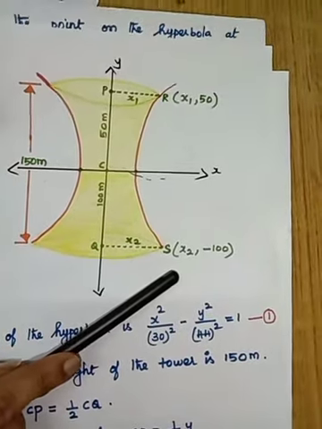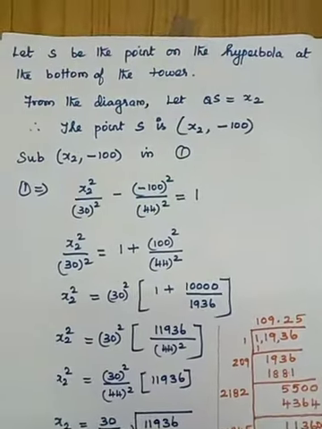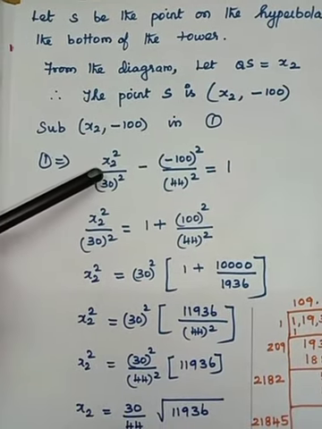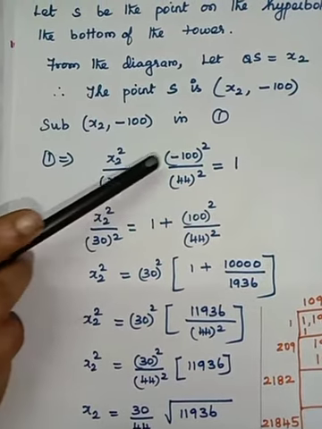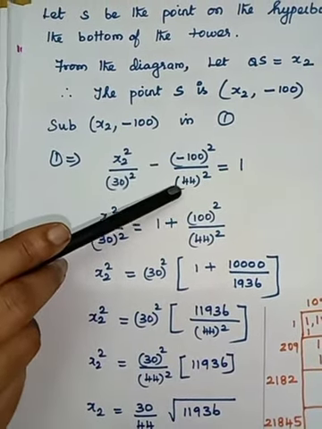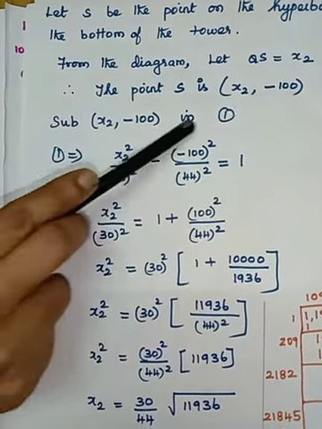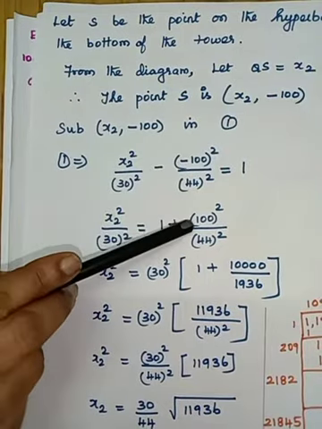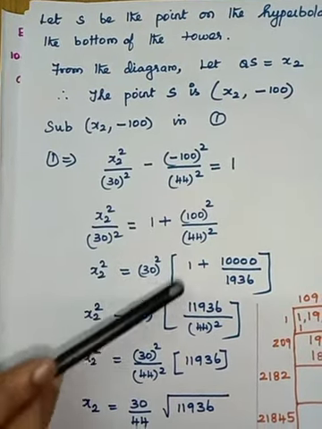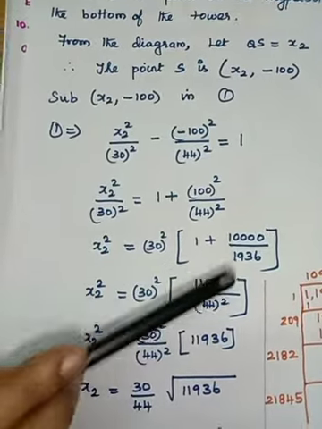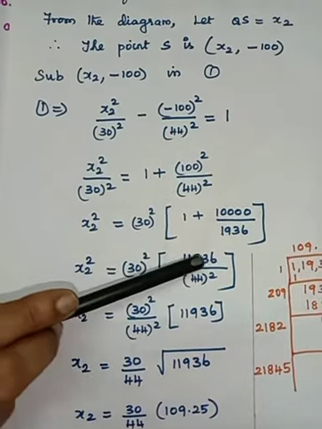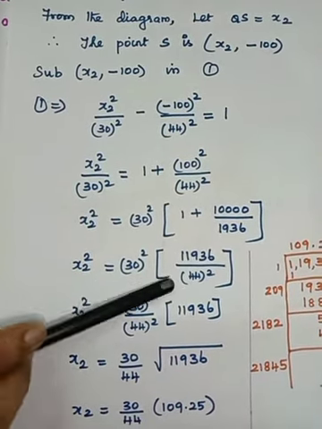This S point where it is on the hyperbola. So the hyperbola equation will be x2 the whole square by 30 the whole square minus minus 100 the whole square by 44 the whole square is equal to 1. So when you take this term to the right side, it will become plus 100 the whole square. We can write it as 100 the whole square. So you have to calculate this. So you have to take LCM. So the LCM is 11,936 divided by 44 the whole square.